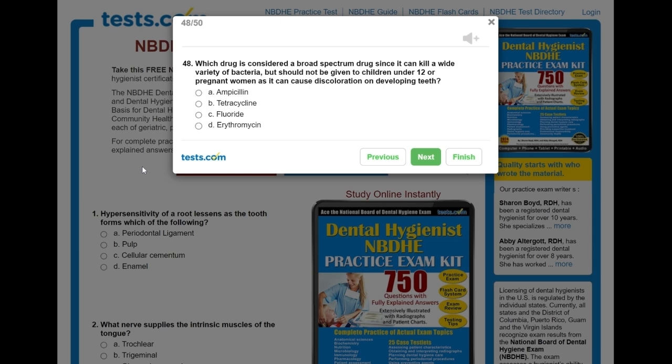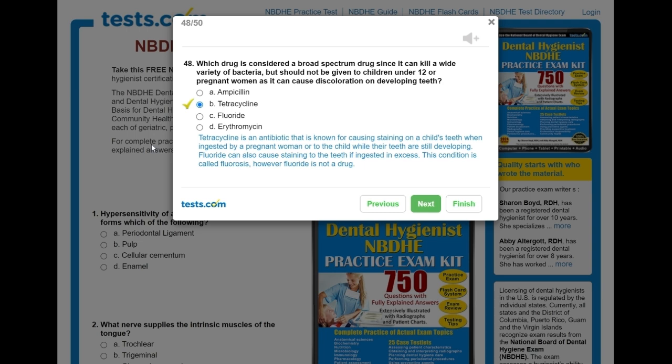Question 48. Which drug is considered a broad-spectrum drug since it can kill a wide variety of bacteria but should not be given to children under 12 or pregnant women as it can cause discoloration on developing teeth? A. Ampicillin. B. Tetracycline. C. Fluoride. D. Erythromycin.